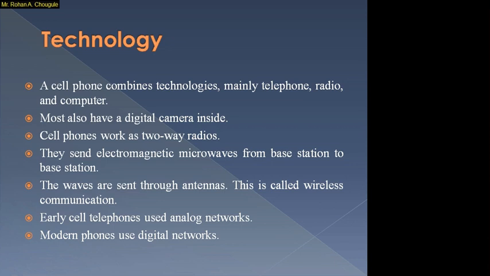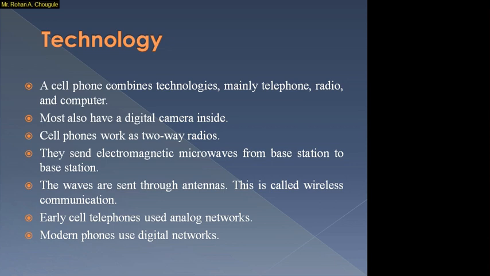That is, it transmits the signal and it also receives the signals. As I said, it is a combination of telephone, radio and computer. And what is a computer? A computer is a simple machine that accepts data as an input, does some process on that data, and produces output as information. So this is about the computer.